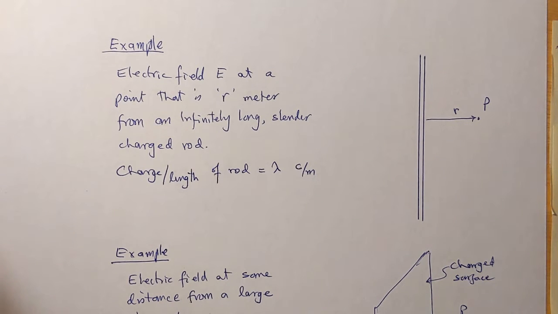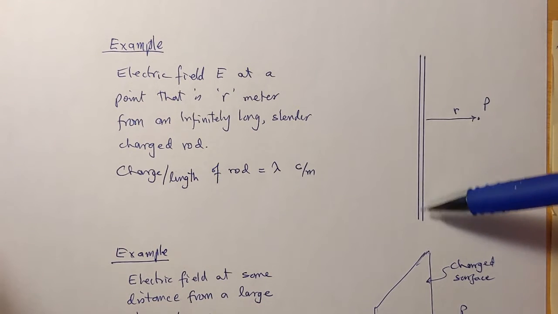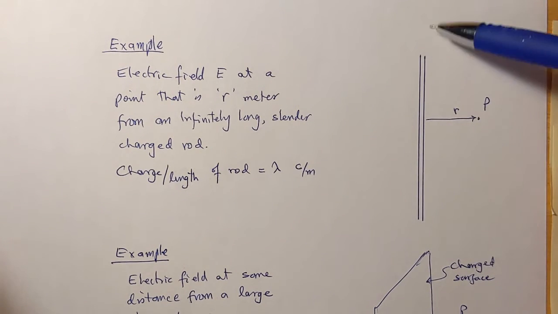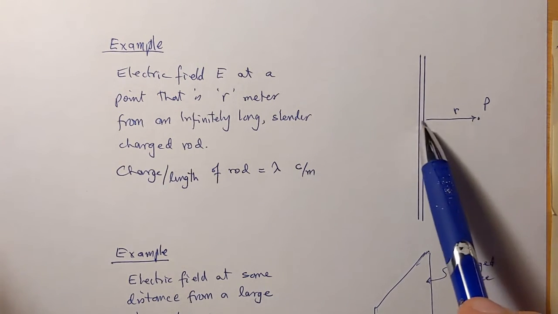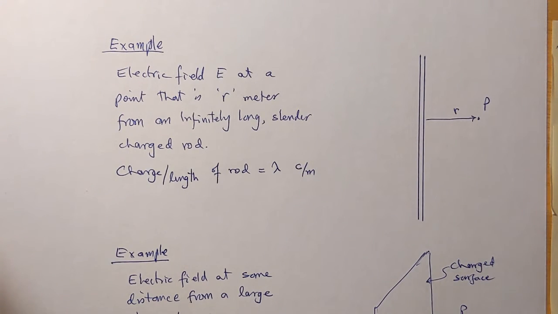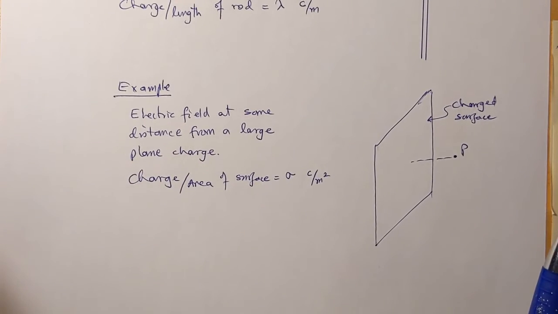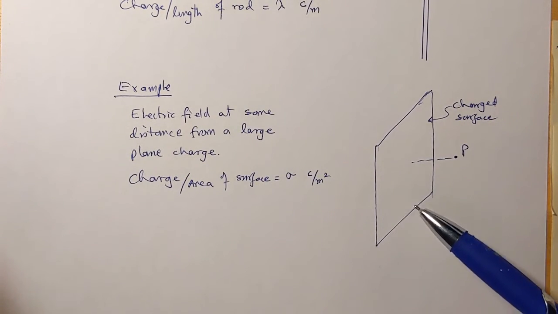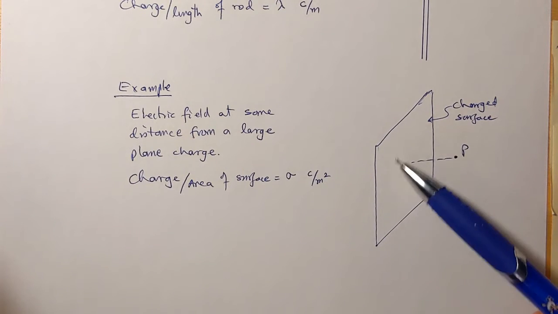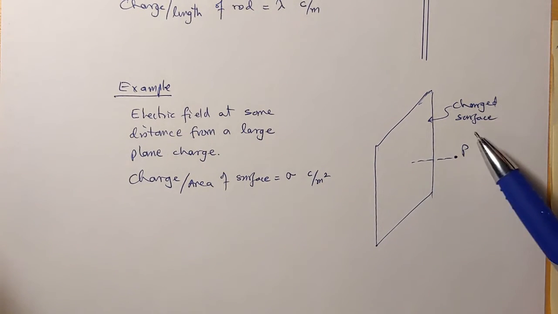In this video, we will look at two examples. The first is if you have a long, infinitely long charged rod, what is the electric field at a point P, which is at a distance r from it. And the second example would be if we have a large sheet of charge, so it's like a paper that's very, very large and it has charge on it, and we want to find the electric field at some distance from it.